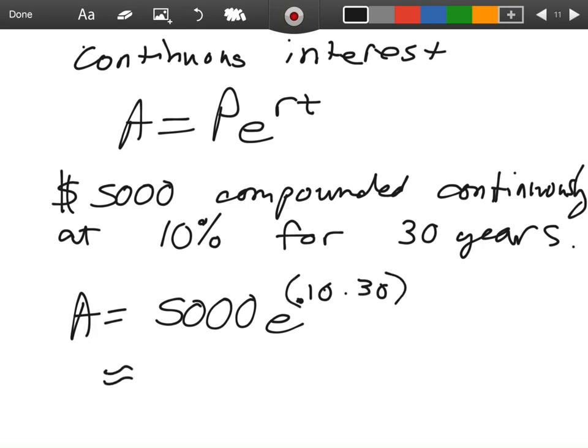Let's see here. I got my calculator. Let's see what I get. Make sure to use the E button on the calculator and you get 0.10 times 30, and you get about $100,427.68. Okay, so quite a bit more money. The reason was because we compounded more often, it was for a long amount of time, and it was a pretty high interest rate. So that's just kind of how compound interest works. We're going to stop there.